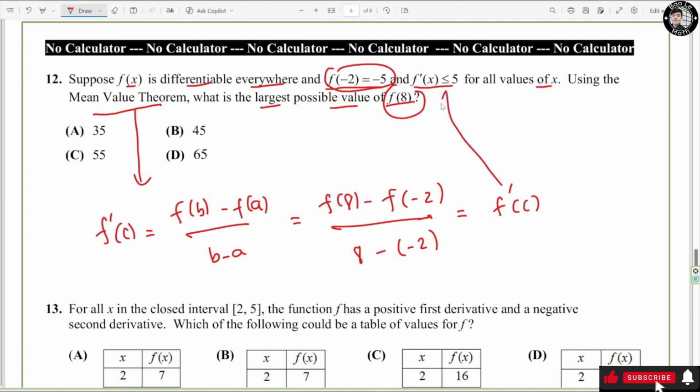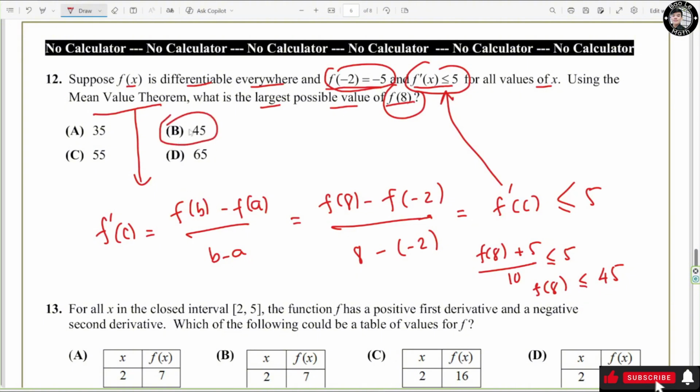But f prime of c is less than or equal to 5, so we need this to be less than or equal to 5. We don't know f of 8, so we rewrite f of 8 minus f of -2, which is -5, so it turns out to be plus 5, over 8 plus 2, which is 10, less than or equal to 5. Multiply both sides by 10. We have f of 8 less than or equal to 50 minus 5, which is 45. So f of 8 is at most 45, which means the largest number is 45. The answer must be B.